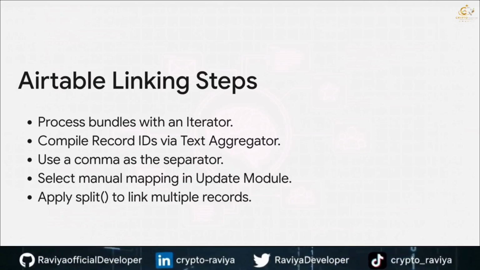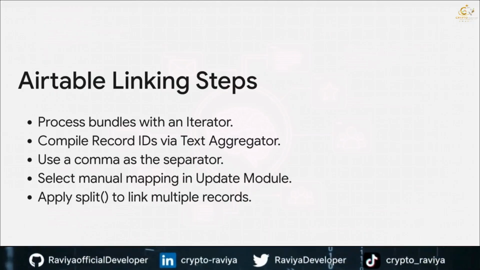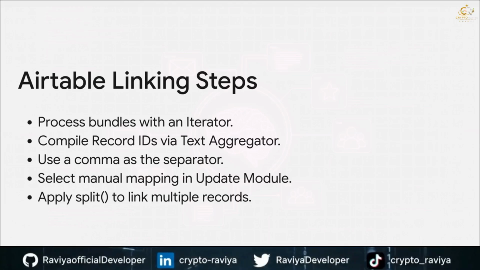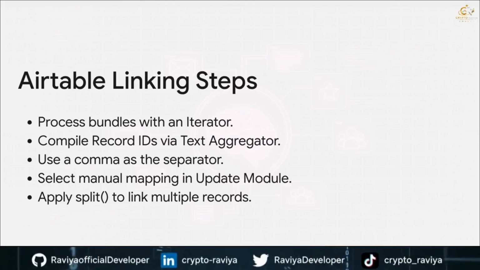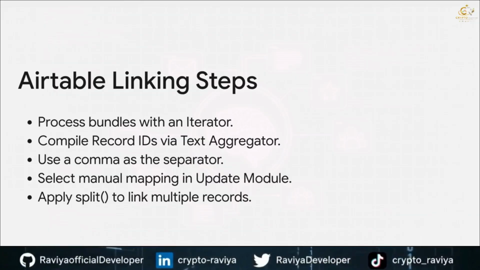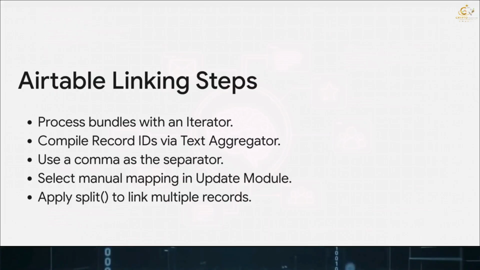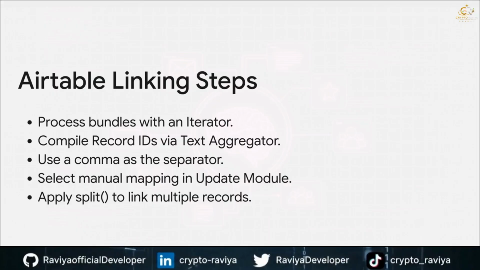To fix this linking architecture, you first utilize an iterator to process multiple account bundles. Then, pass that data through a text aggregator to compile the record IDs, making sure to use a comma as the separating value. When you finally hit the update module, you select manual mapping and apply the split function to accurately link those multiple records. It perfectly updates your operations metrics concurrently.